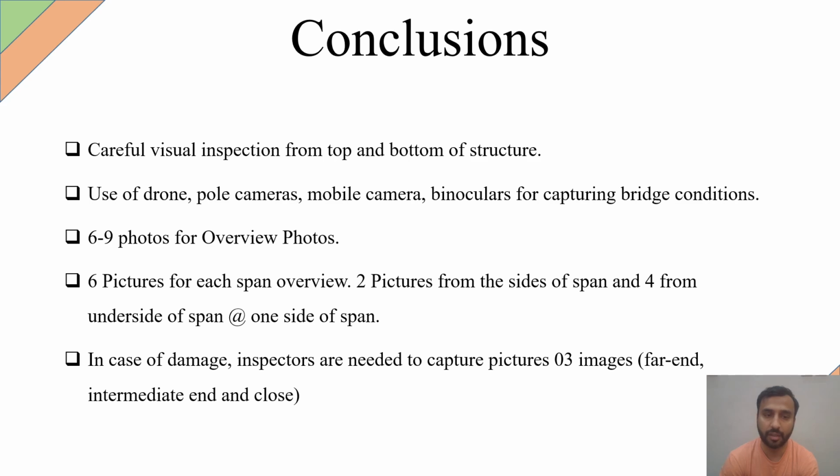Take 6 to 9 photos for the overview of the bridge, and 6 photos for each span: 2 photos from each side of the span and 4 from underneath the span, at the rate of one per side of the bridge span. In case of damage, the bridge inspector needs to capture 3 images, far, intermediate, and close, and all this information is recorded using a bridge inspection application that can later be used for detailed analysis and planning for the repairs. So thank you very much for listening.